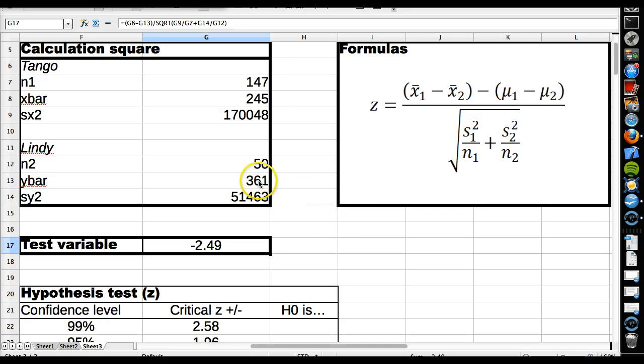If I just for fun set this to equal to 245, I would get something like 0. Then there would be no difference between the two means. But this is not true. This is what we found empirically. There is a difference, and the test variable becomes a number which is going to be tested. Is this number large enough to say that this difference is in fact not just due to random variation?